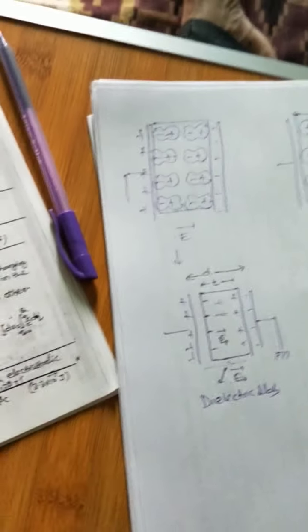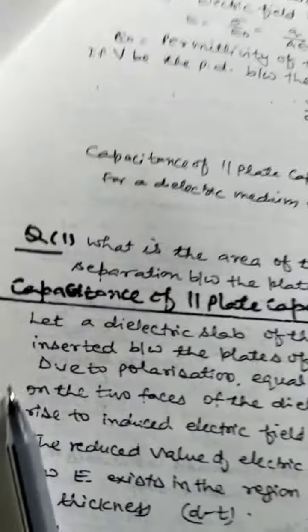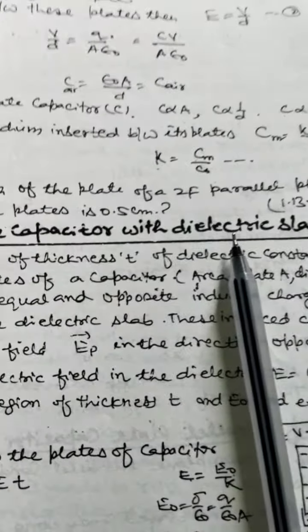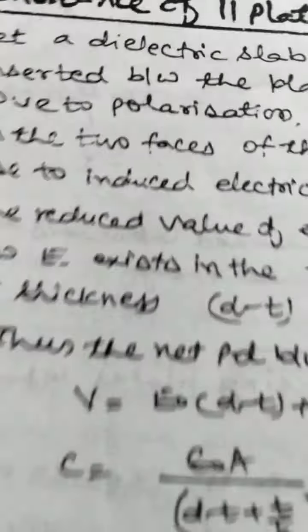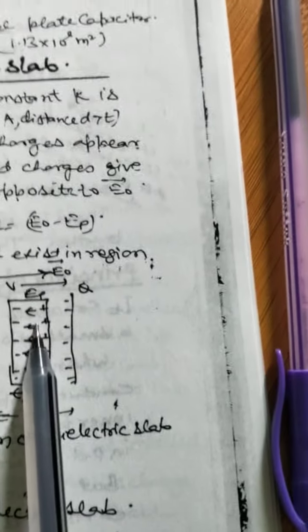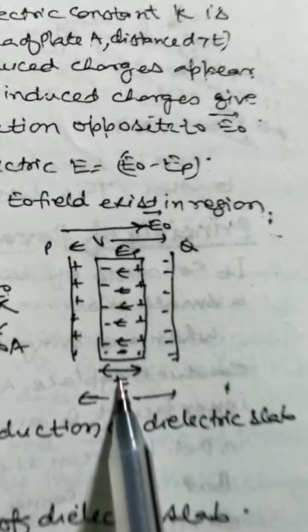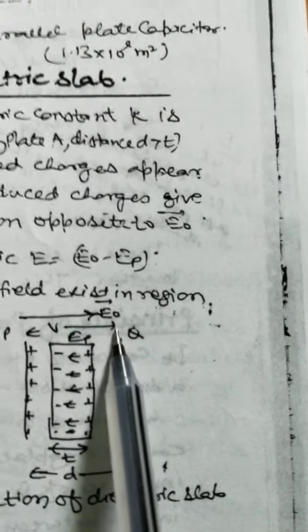Now our topic is, we have to find the capacitance of a parallel plate capacitor filled with a dielectric slab. Now this is our question. How do we have to find it? Now look here. The same thing. This is the dielectric slab. Its thickness is small t. Distance between the plates is d. Field produced is EP. Total potential difference is V.